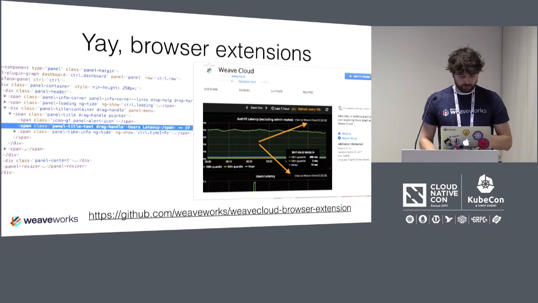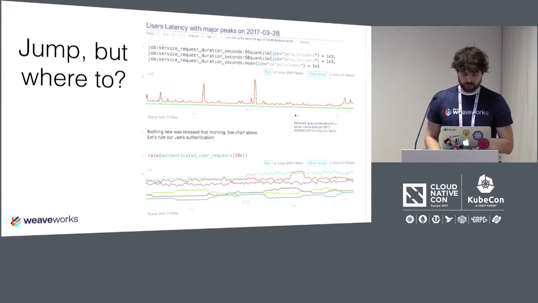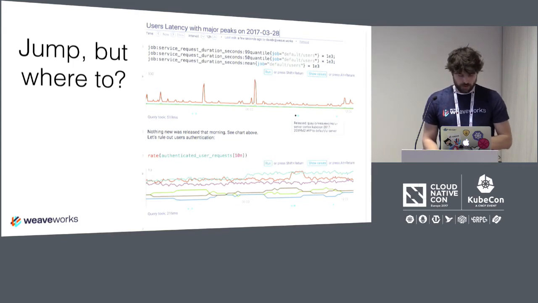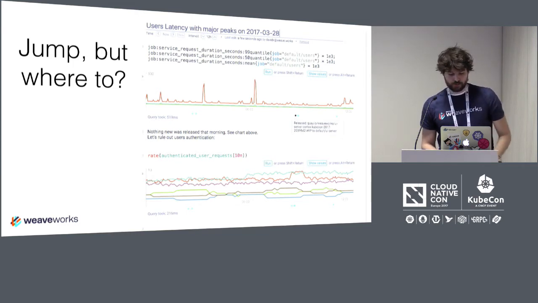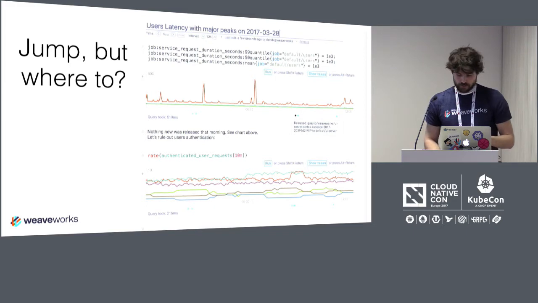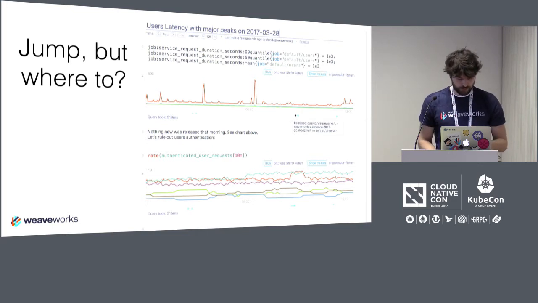So jumping, but where to? Some kind of dashboard, some kind of notebook. We implemented one for Weave Cloud, and this came out of our internal efforts of dogfooding and Prometheus-based monitoring. The idea there is to use it as a starting point to document an incident. So now the question is, how do we build this? We just built it ourselves, obviously.